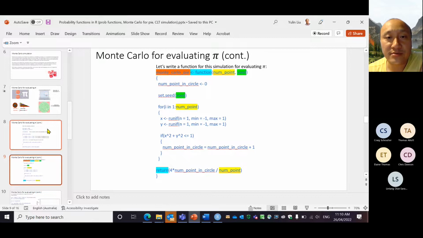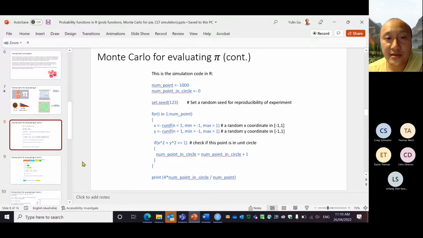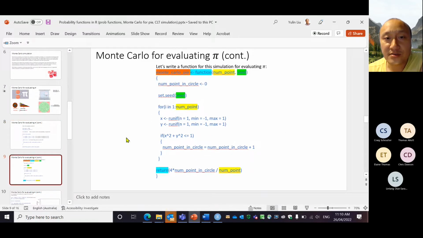Basically, I just wrapped the original code in the previous slide into a function called Monte Carlo pi. And once I have the function, I can use it to run a series of experiments. Each time we're going to use a different number of points. We try from 10 points, 100 points, 1,000 points, 10,000 points, 1 million points.